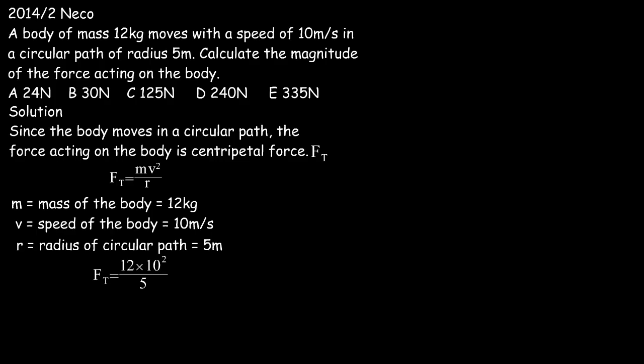Now, substituting, Fc will be equal to 12 times 10 squared divided by 5, which should be equal to 12 times 100 divided by 5, which will then be equal to 12 times 20, which is equal to 240 Newton.